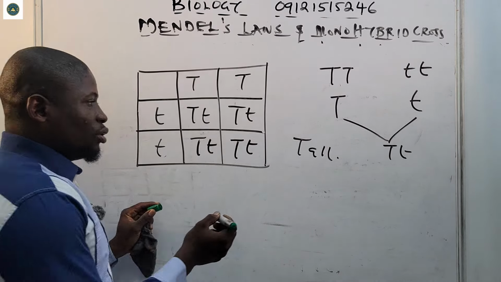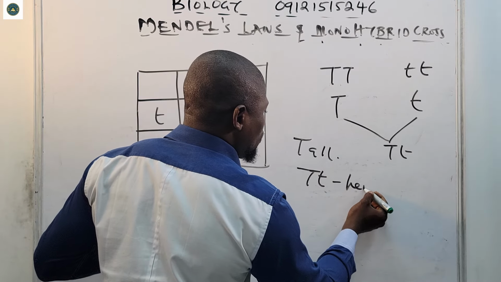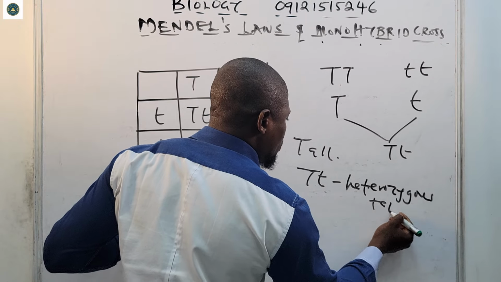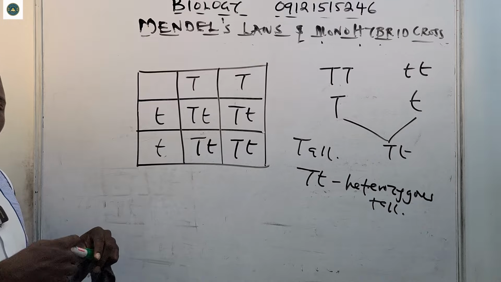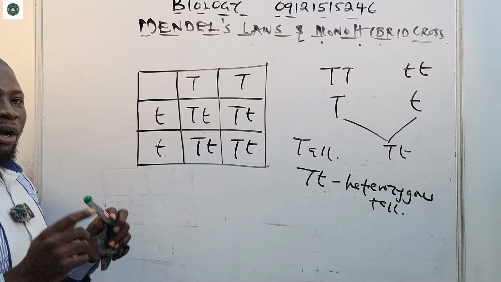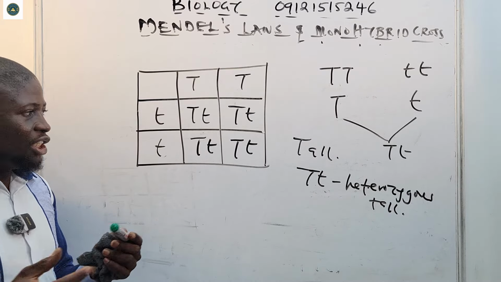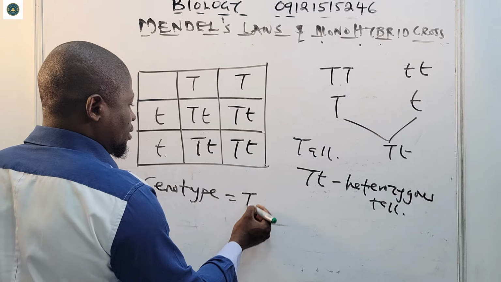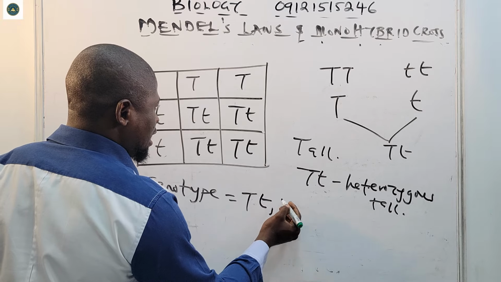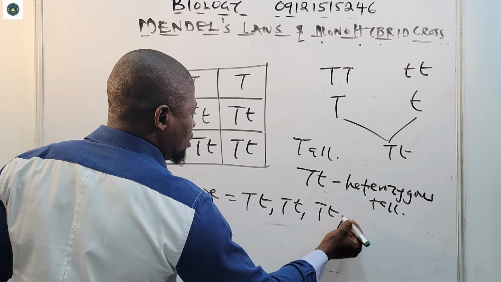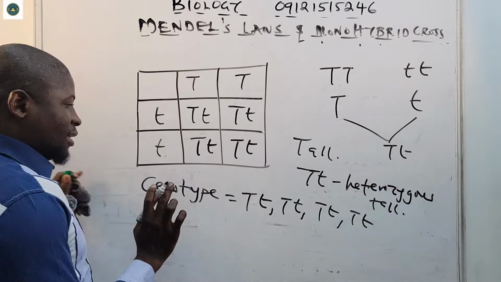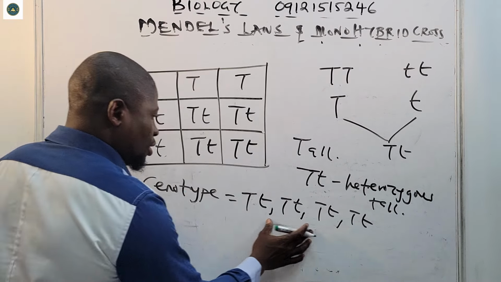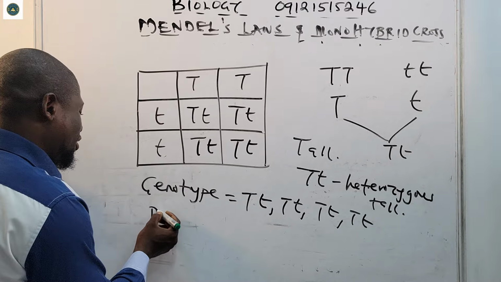They were all tall, although they were heterozygous tall. It is the Punnett Square that helps us know all of this. So the genotype here will be Tt, Tt, Tt, and Tt, 1, 2, 3, 4. This is the genotype, the one on the inside that we cannot see. But the one we can see is the phenotype.